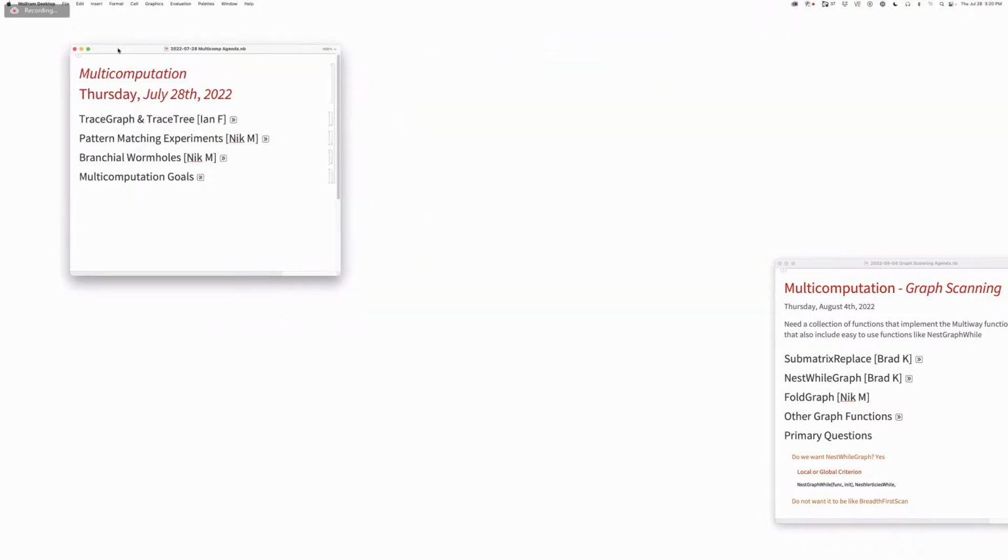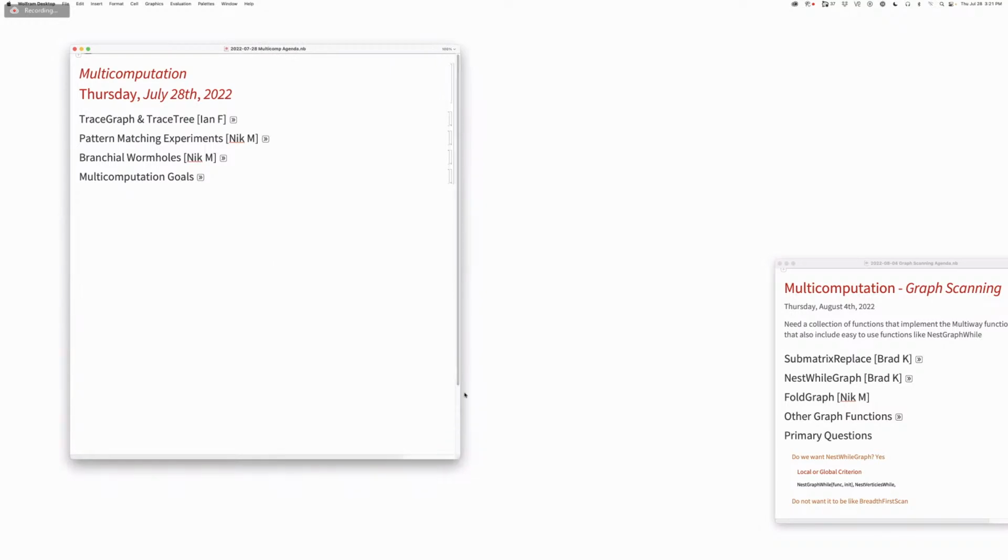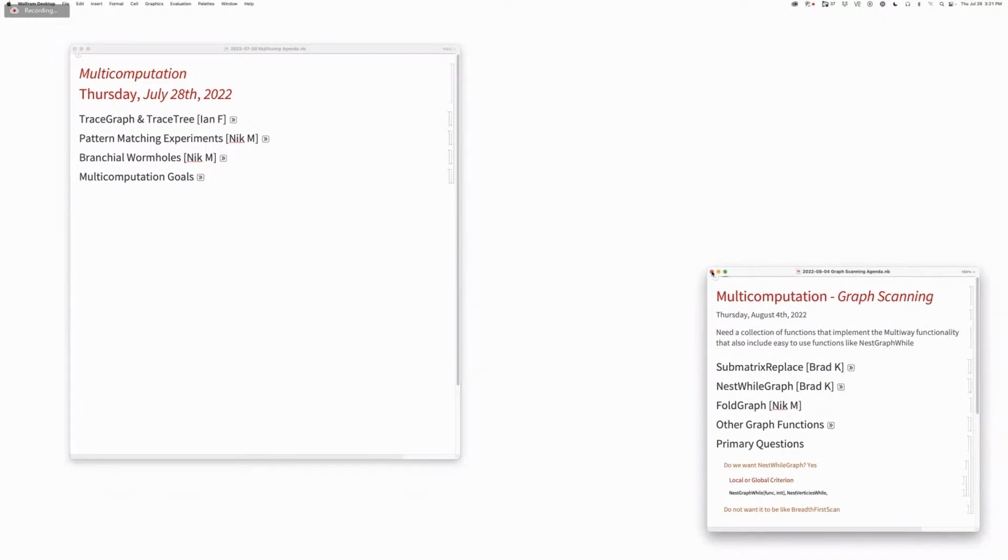Okay, hello everyone. Welcome to a live stream that is studying the basic computational something of multicomputation. Sort of a mixture of science and technology here. All right, we've got a number of things we're going to talk about. We actually backed into talking about some of this yesterday, in talking about how to scan a graph, but I think we're going to be covering mostly different things today. So let's get into it.